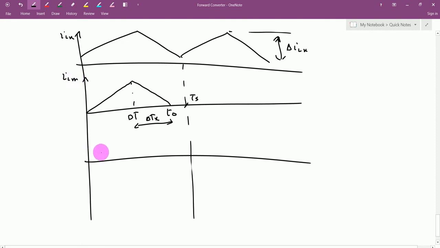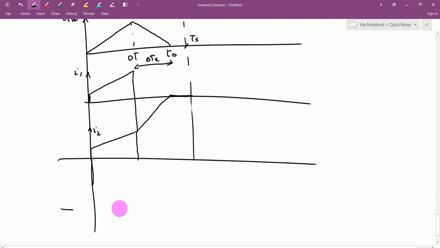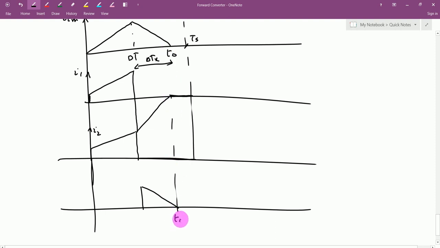Similarly, we have I1, which has a value something like this. We have a zero value after the transformer is magnetizing itself fully. This is I1. Then we have this I2. I2 will only have flow when the switch is on. After that, this diode D1 becomes reverse biased, and therefore there is no current here. Then we have this I3. I3 is this particular current that flows only through the time T naught. This is I3, and this is the current that flows through the diode D3.